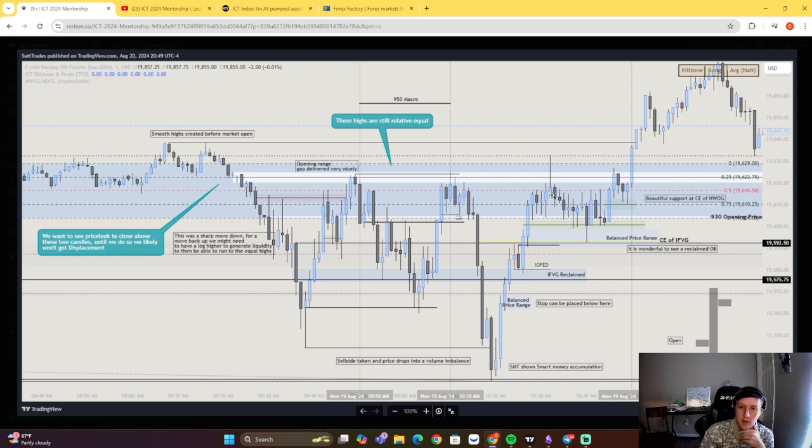And then here we have accumulation around this gap right here. This is consequent encroachment of this inversion right there. All of this aligning, and then we also have a balanced price range right there. All of this is just beautiful, beautiful stuff right here. And then we have these candles right here, a reclaimed order block. Look at that. That's beautiful. That's beautiful. All happening within this range, high to low, probably the 75%.